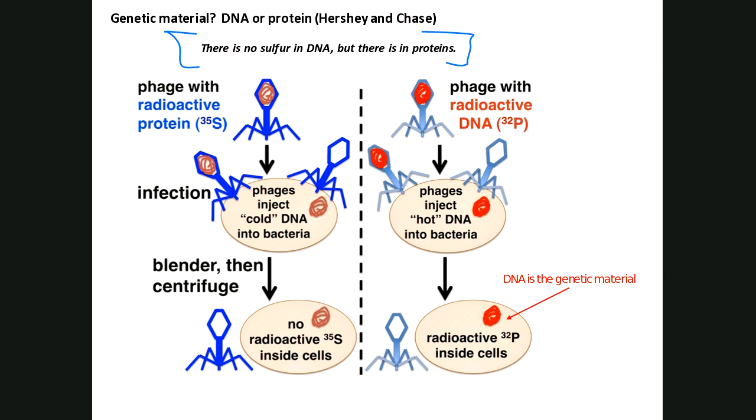So radioactive, it glows, basically. So they take that phage, they let that phage attack a bacteria, the phage then injects this brown material, this protein. We're testing to see if it's the genetic molecule or not. They inject that into the cell, they let the cells grow for a while, they let them do their thing, then they blend them in a blender and centrifuge, and they separate them.